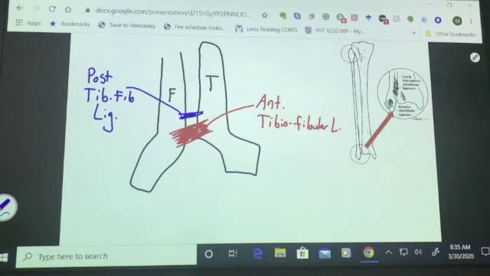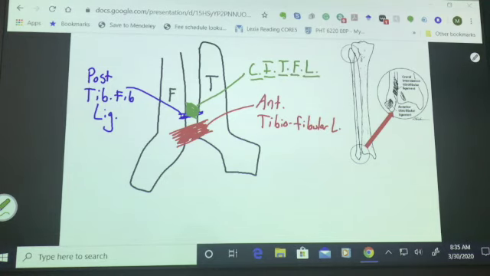We're also going to have something called a crural interosseous tibiofibular ligament. We're going to draw the guy in the middle. Again, don't get too confused with these terms. It says what it is. So crural interosseous tibiofibular ligament.